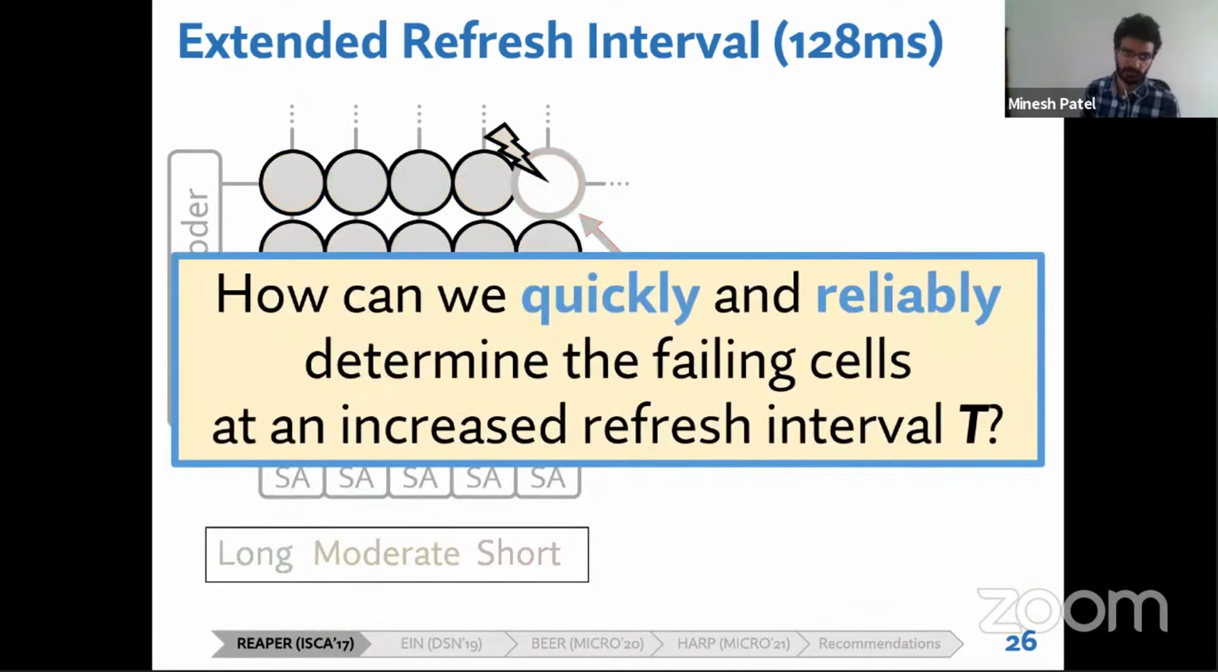And so the problem we want to solve is how can we quickly and reliably determine the set of failing cells at a given increased refresh interval t.